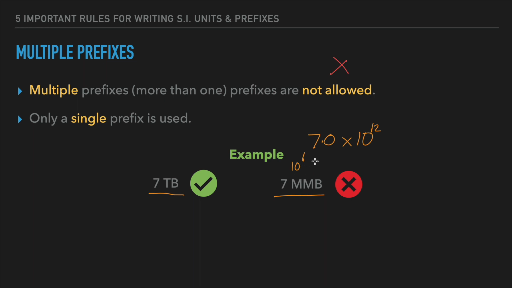10 power 6, 10 power 6. So you might think this is correct, but this is wrong. And it doesn't matter even if you take two same prefixes or two different kinds of prefixes, it will always be wrong. Only use a single prefix.